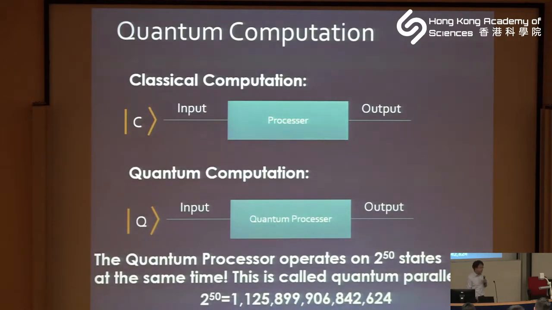So if you give me 50 qubits, those 50 qubits can represent 2 to the power 50 states at the same time. How large is that? This is about a thousand trillion states at the same time. You just gave me 50 qubits. So that's a lot of states, and classical computers cannot handle this.